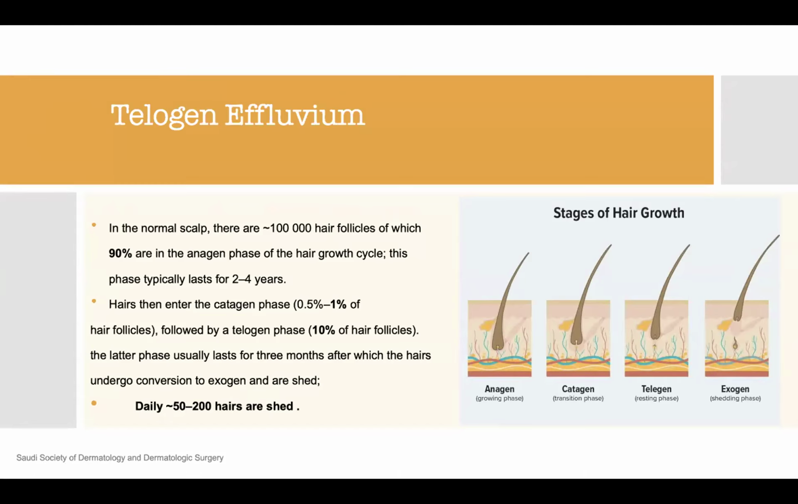Then 1% of the anagen hair follicles enter the catagen, which is the transition phase, and 10% of these hair follicles enter the telogen, which is the resting phase. Usually, telogen takes 3 months. After that, the hair will go into exogen, which is known as the shedding phase. So daily, around 50 to 200 hairs are shed. Just to keep in mind, we have to understand this hair cycle so we can understand the other disorders of hair loss.